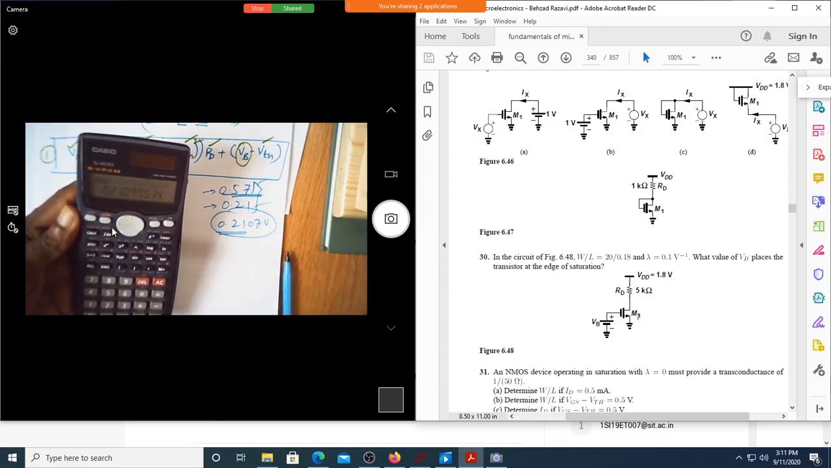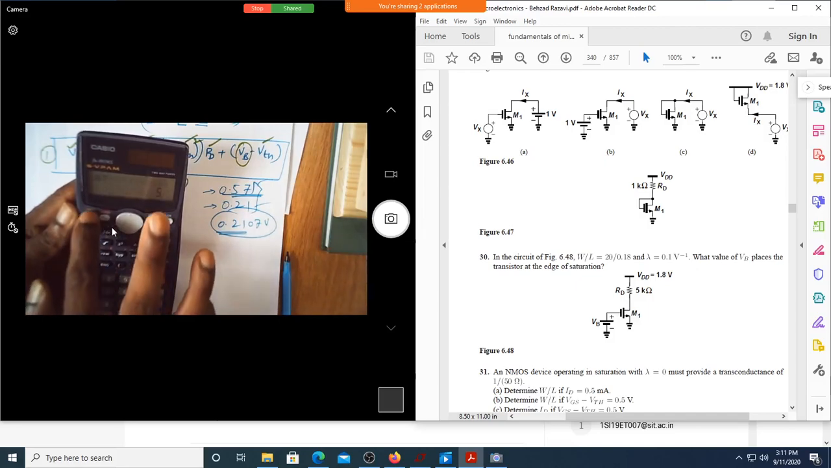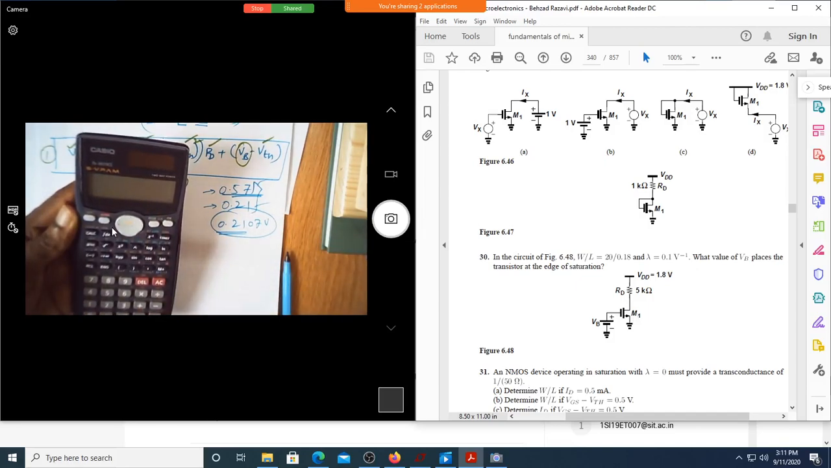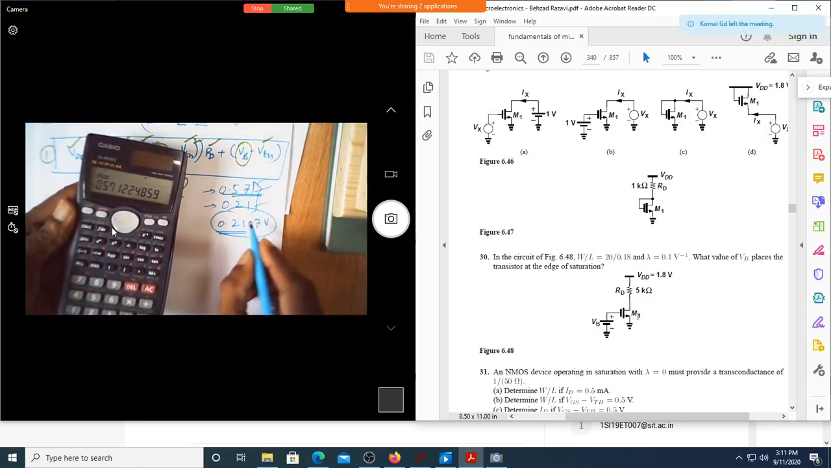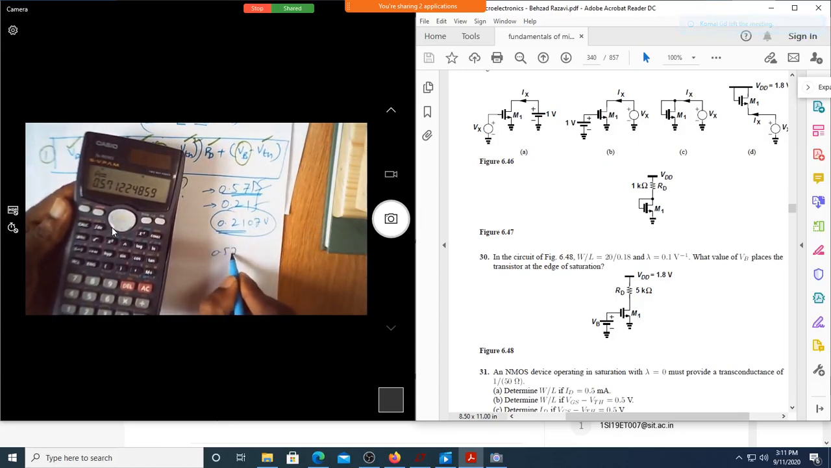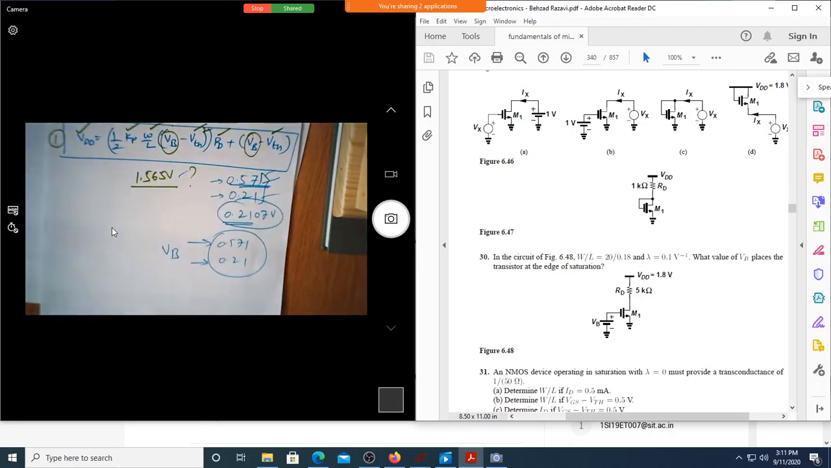So suppose you want to get that 0.571, what should I do now? Equals, give a larger value now, maybe 5. Of course, you know that 5 cannot be the answer, but you give a larger value and then equals, shift cal, shift cal. You can still get 0.571. Are you getting? Yes, sir. So we have two possible values, 0.571 and 0.21. Mathematically, you got two values for VB. Correct?